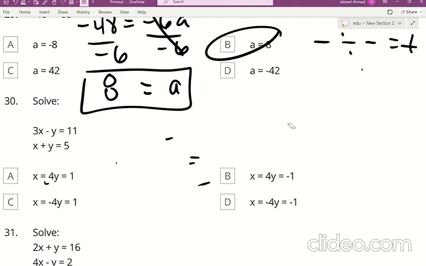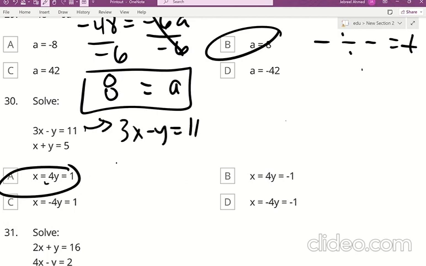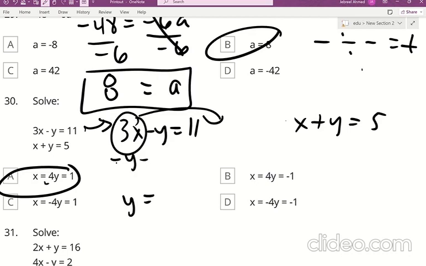Or if I really want to solve this the correct way, 3x minus y equals 11, x plus y equals 5. I want y by itself or x by itself. You could choose whatever one you want. Here I'm going to try to get y by itself. So I'm going to take this 3x, put it here. Negative y equals 11 minus 3x. I'm going to divide by a negative 1 to get this negative out of the way. So 11 divided by negative 1 is negative 11. Negative 3x divided by negative 1 is plus 3x.